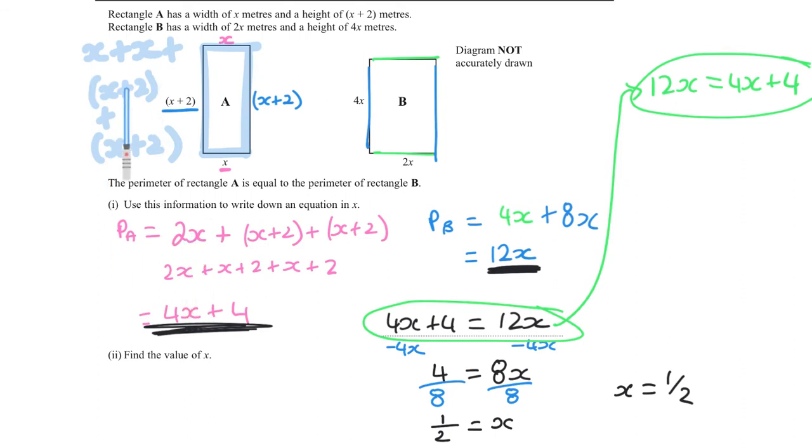x is 2x plus x plus 2 plus x plus 2. The brackets weren't multiplied by anything, so I took them out of the bracket and simplified, and that's how I got to here. So the same for the second one. We know that this is also 2x and this is also 4x.